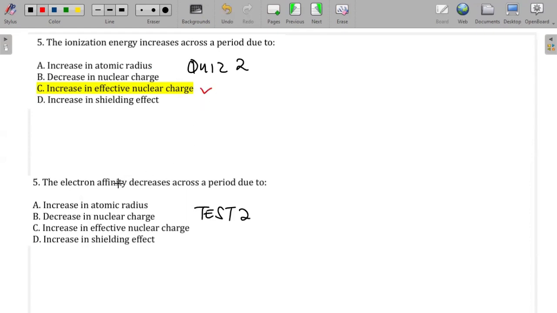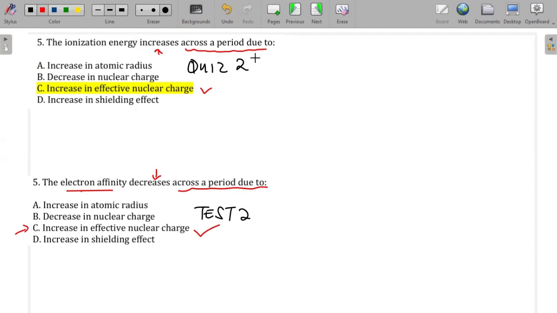Then here the electron affinity decreases across a period due to, okay, so here you can see across a period. Whatever the ionization energy does across a period, the electron affinity is going to do the opposite, but the reason for doing that will be the same. So the ionization energy increases across the period, right? Due to the increase in nuclear charge. So the electron affinity is going to do the opposite of what the ionization energy does. Meaning if the ionization energy increases, it is going to decrease, but the reason for decreasing is going to be the same. So it's decreasing because of the increase in the nuclear charge. So the answer there is also C.